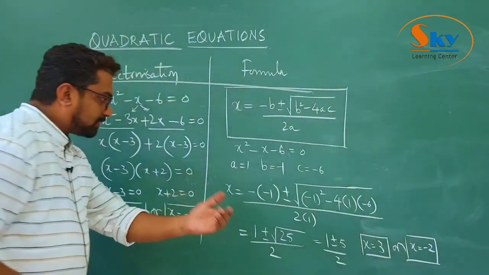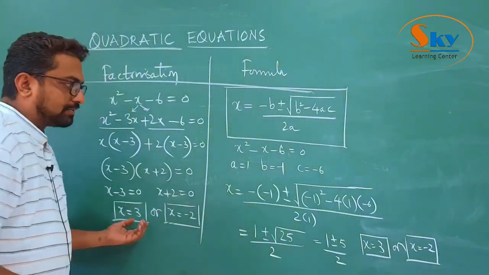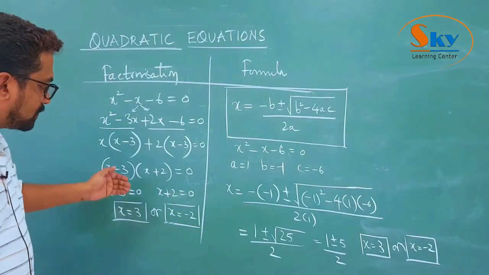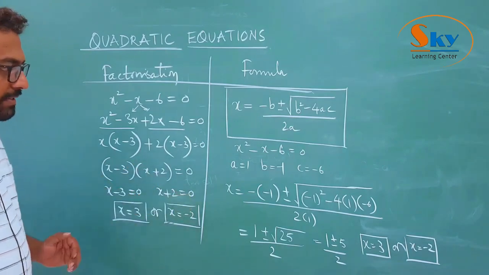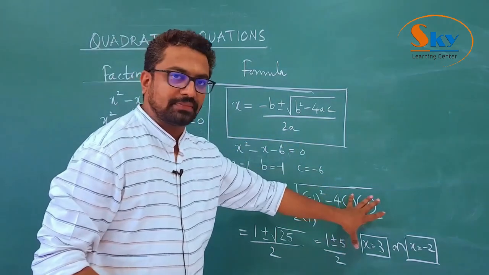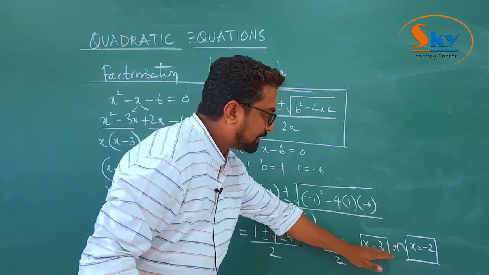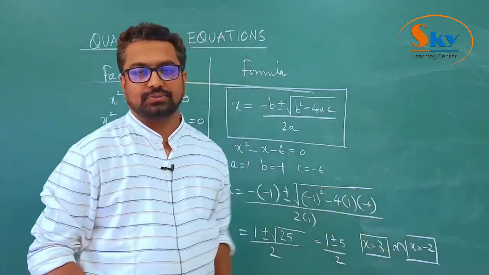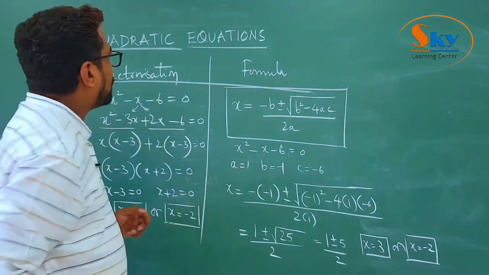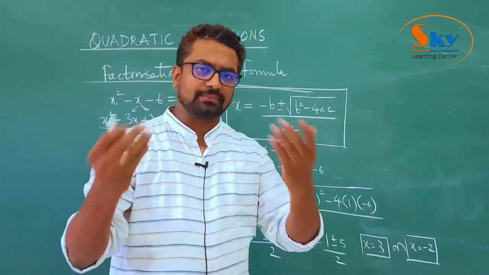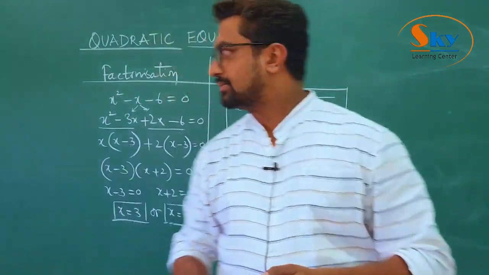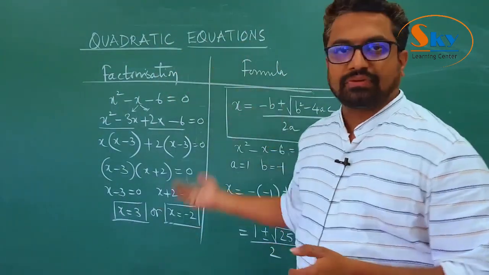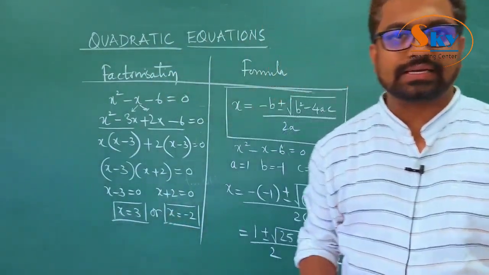And I want you to observe that we are going to get the same values for x. So here also x equals 3 or x equals minus 2. And even if you follow this method, we are going to get x equal to 3 or x equal to minus 2. So these are the two methods of solving quadratic equations. There are many more methods, but these are two famous methods for solving quadratic equations.